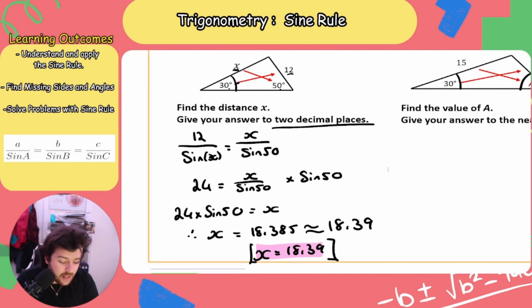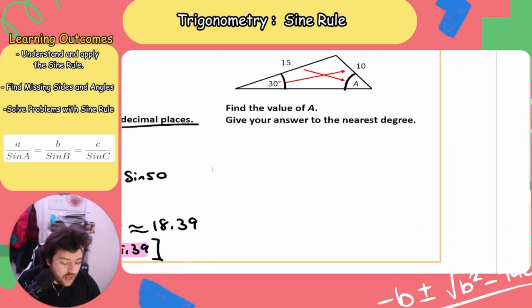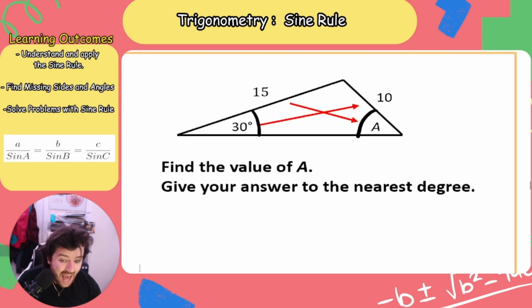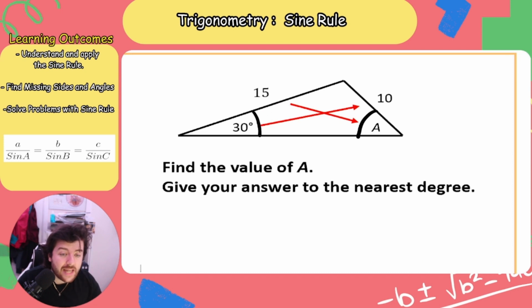So that is a very simple application of the sine rule, showing us how we can use the sine rule to find a missing side. Here, we are asked to find a missing angle. Let's see what I have. I have two sides and an angle, and the angle given is opposite to one of the sides. So I can use my sine rule again.